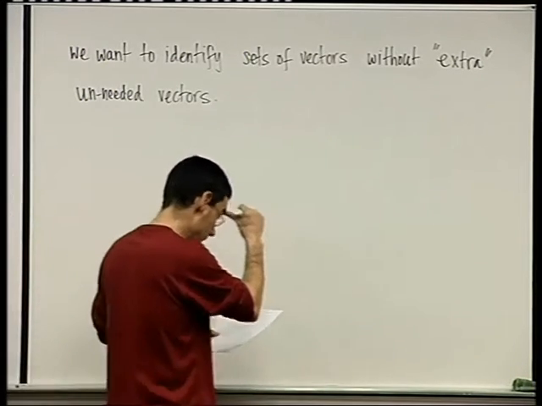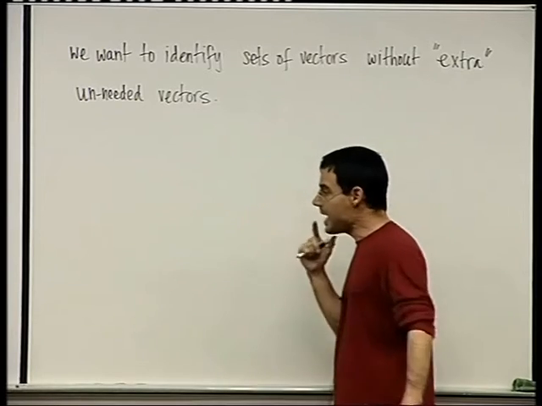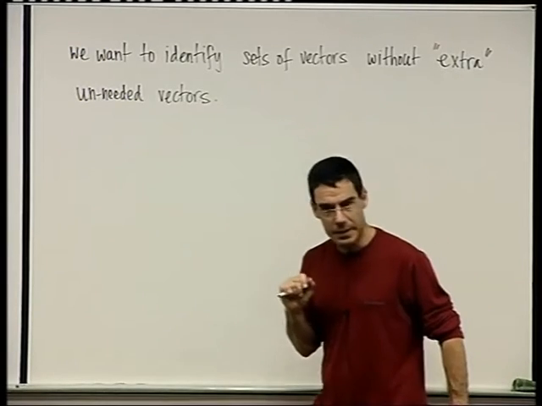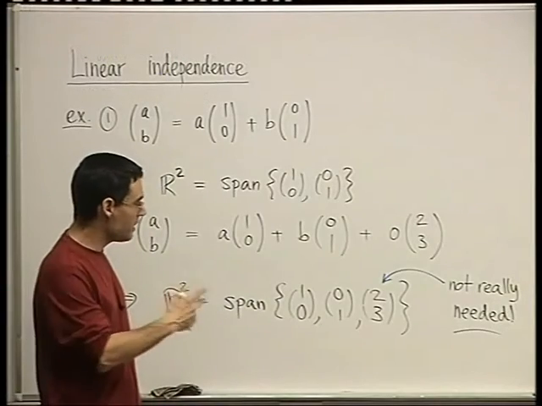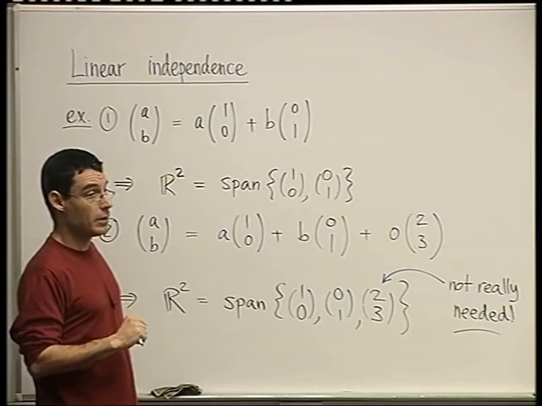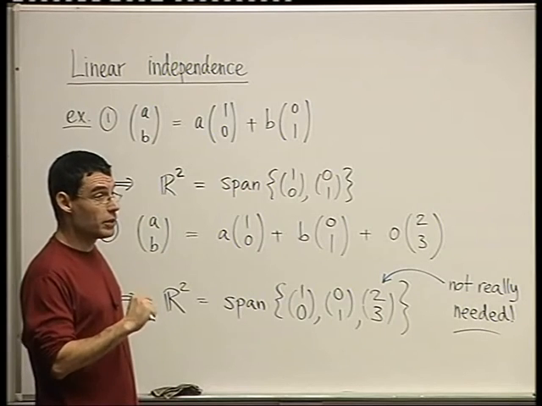Okay? So let's look back at the example. What made (2, 3) unnecessary? What made him extra? It's included in the span of the others. Very good, very good.